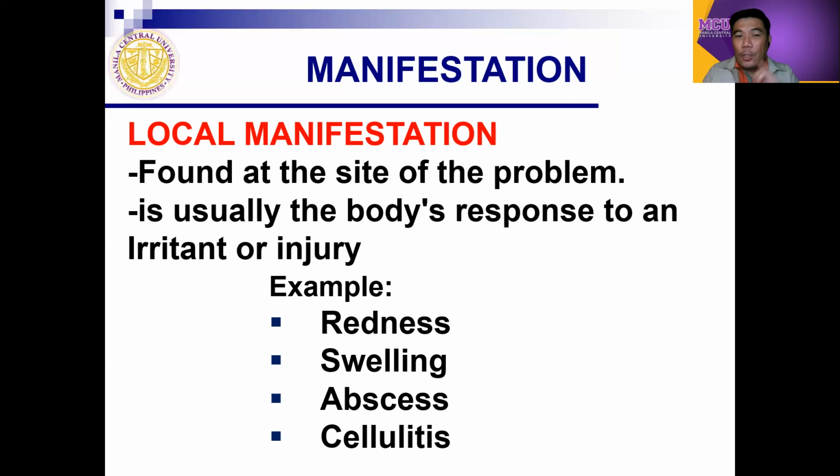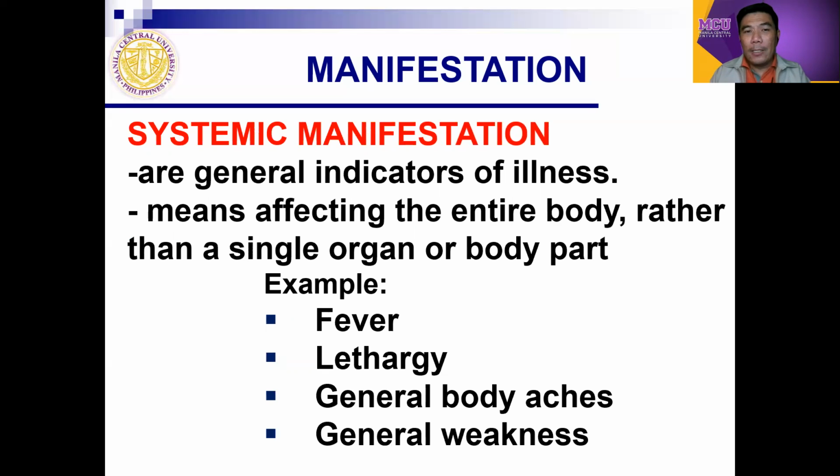Usually yan, redness, swelling, abscess. Abscess is pus. Cellulitis is significant when it comes to inflammation. Okay, so these are the common localized manifestations that can be identified in a specific area. If we say systemic manifestation, these are usually indicators that may affect the whole body, and may not initially identify the specific organ or system that is affected. Just like, for example, if the patient has fever, you cannot identify what part or organ or system has been affected by the fever.